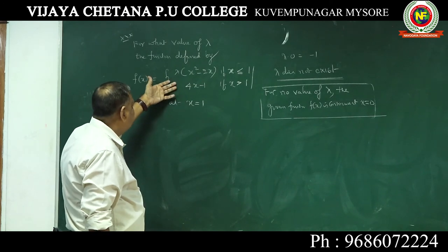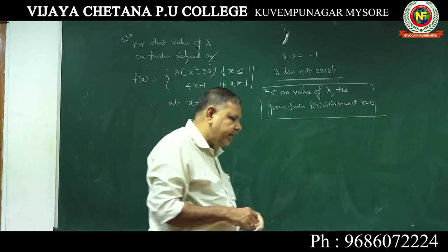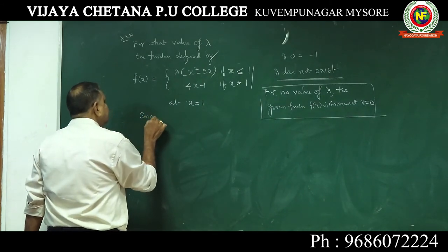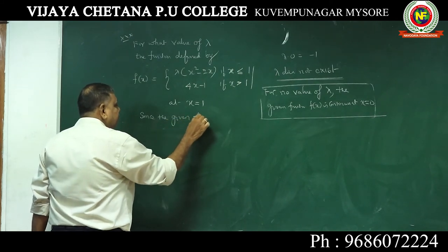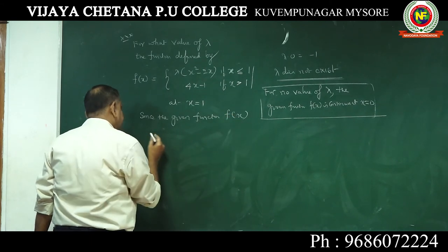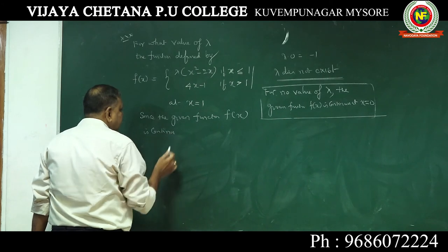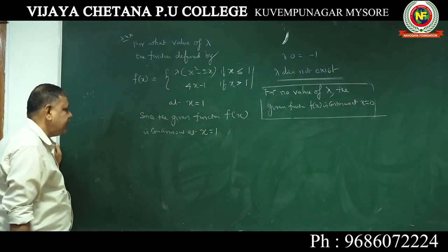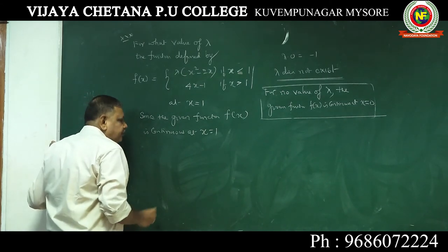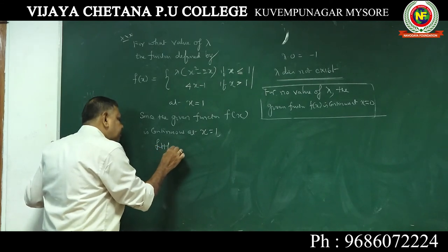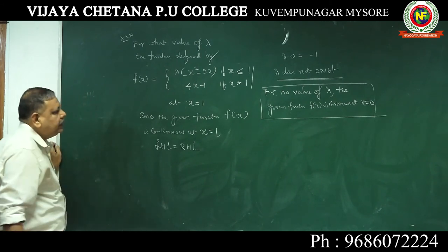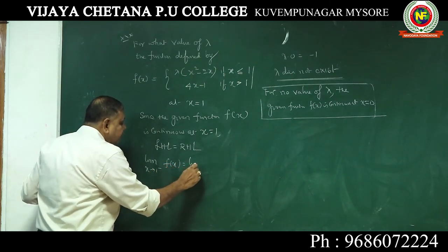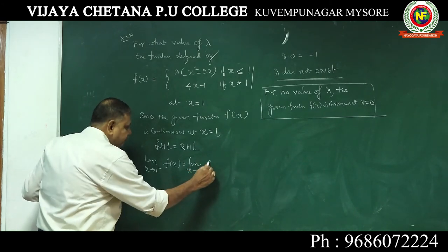Now, same thing. Since it is continuous at x equal to 1, you write down left hand limit is equal to right hand limit, and equate, you get the value of lambda. Write down: since the given function f(x) is continuous at x equal to 1, the LHL is equal to the right hand limit, or limit x tending to 1 minus of f(x) should be equal to limit x tending to 1 plus of f(x).